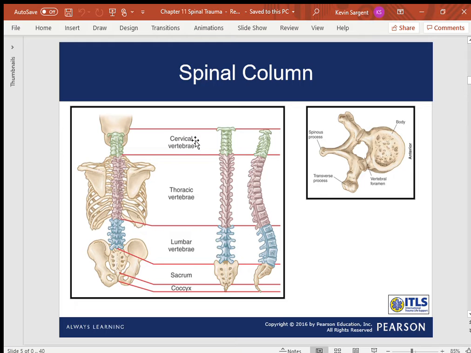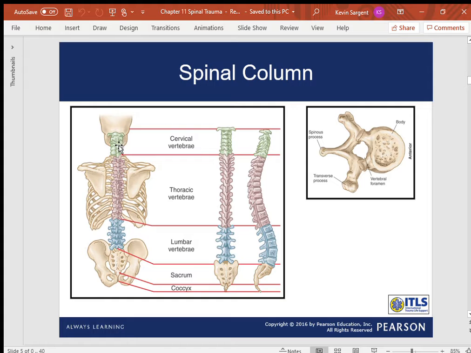Our spinal column, if we look at it, it's divided up into several sections. We have the C-spine, or cervical vertebrae, thoracic, lumbar, sacrum, and coccyx. We have a total number of vertebral bodies: 7, 12, 5, 5, and 4. If we look at the spinal process here, we'll see that the spine is designed to protect the spinal cord, and it allows also for flexibility, but also rigidity to maintain an upright stance, as much as needed.